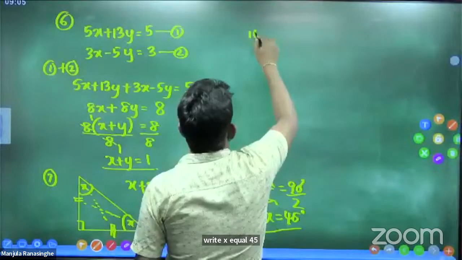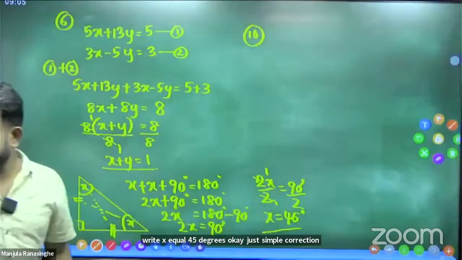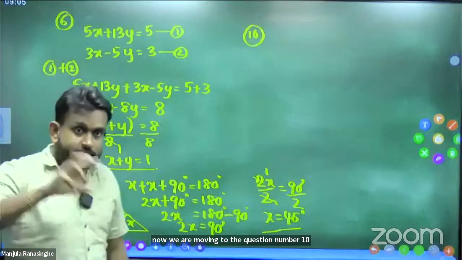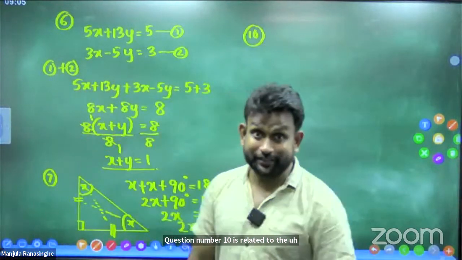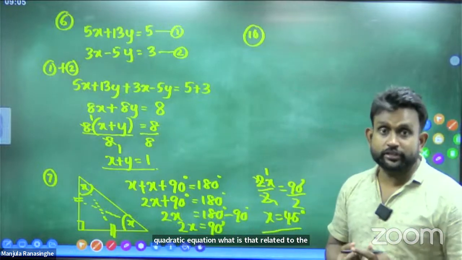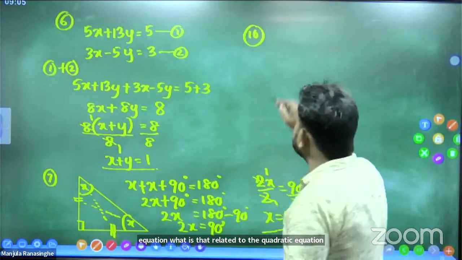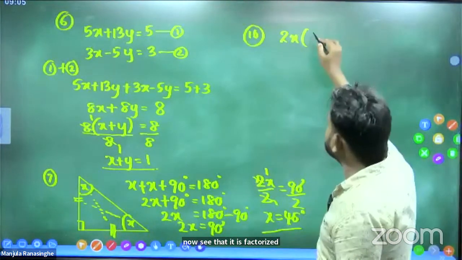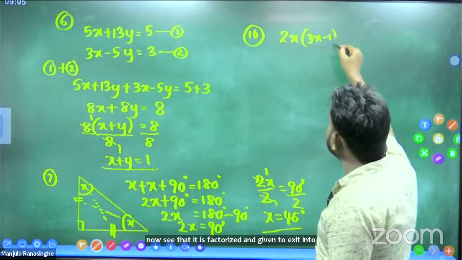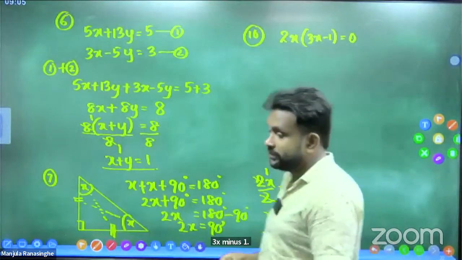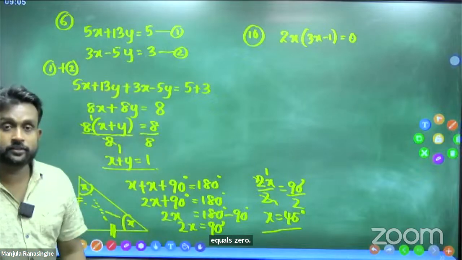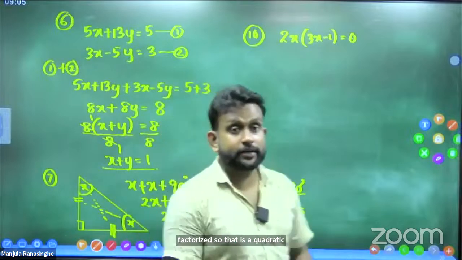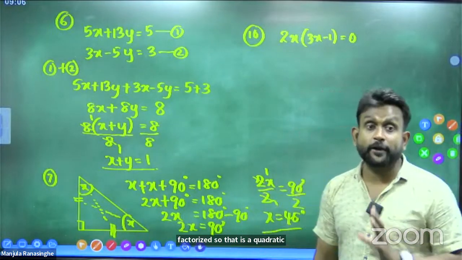Now we are moving to question number 10. Question number 10 is related to the quadratic equation. Now see that it is factorized and given as 2x into (3x minus 1) equals 0. Now you can see this is factorized, so that is a quadratic equation. To solve a quadratic equation, the equation has to be factorized.